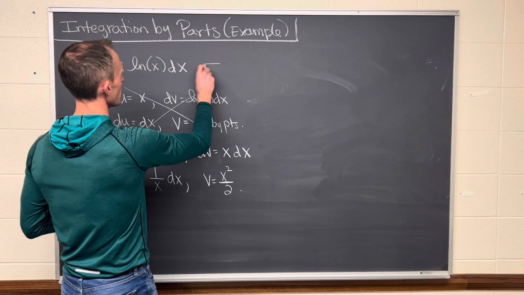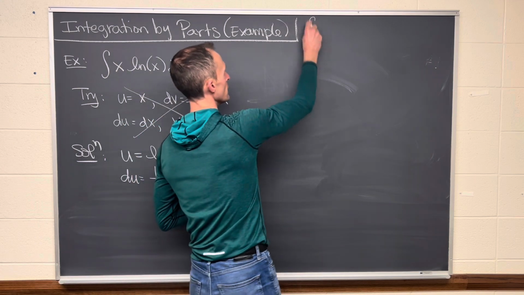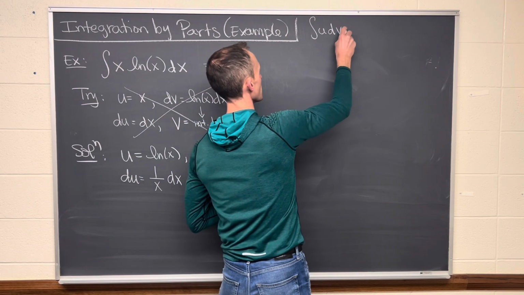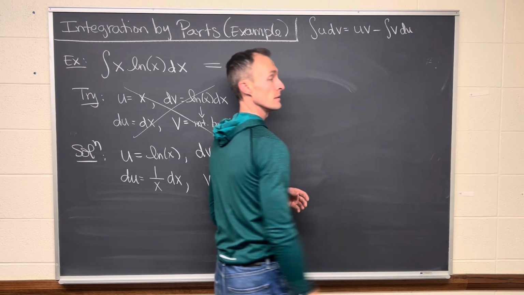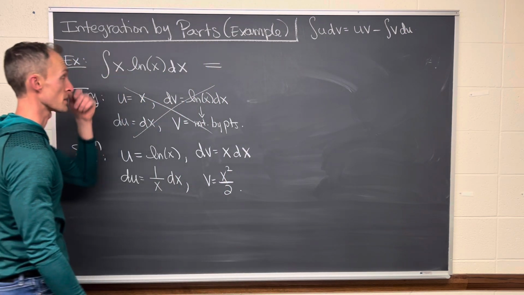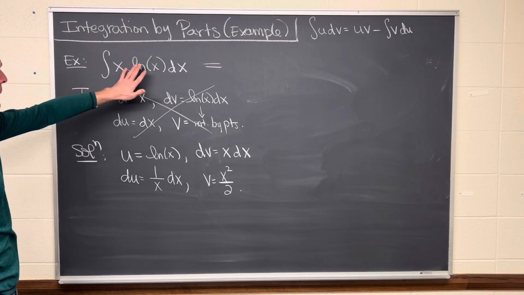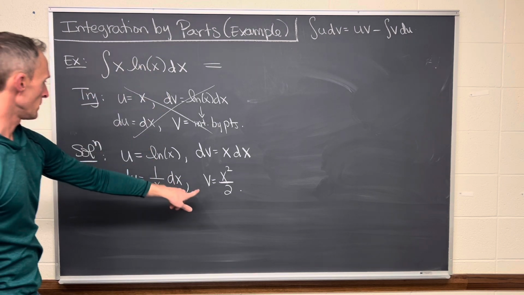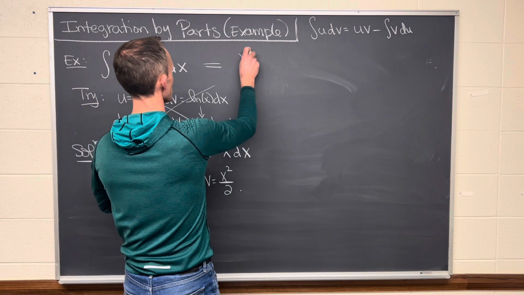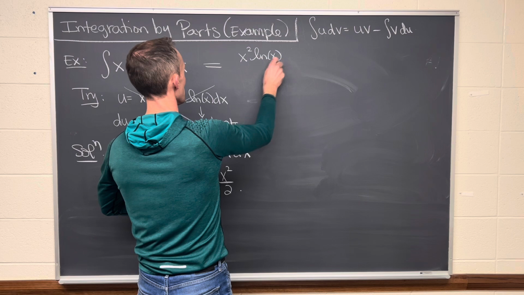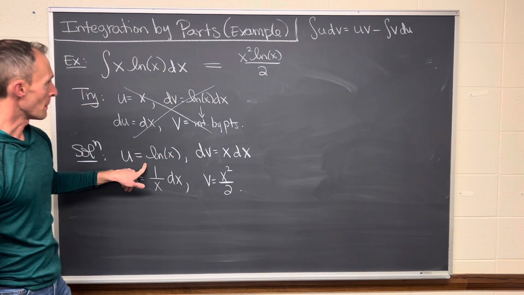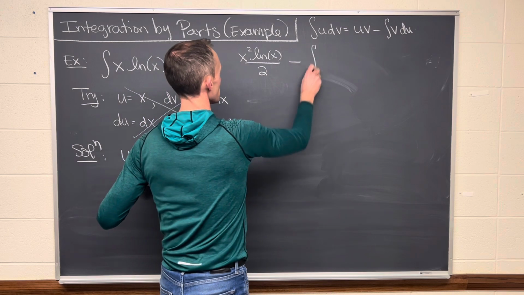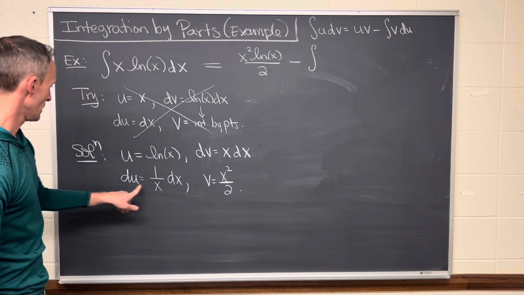So what does that allow me to do? Remember, integration by parts says the integral of U dV equals UV minus the integral of V du. It's just the product rule in reverse, in some sense. So what do I get here? UV is going to be X squared natural log X all over 2, minus the integral of V du.